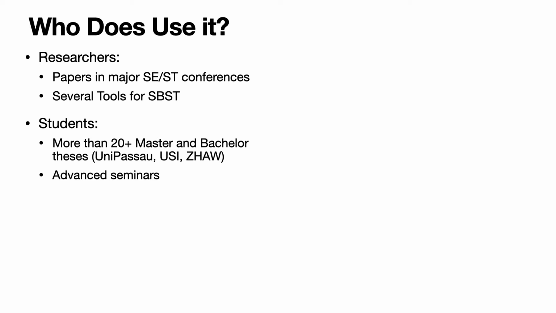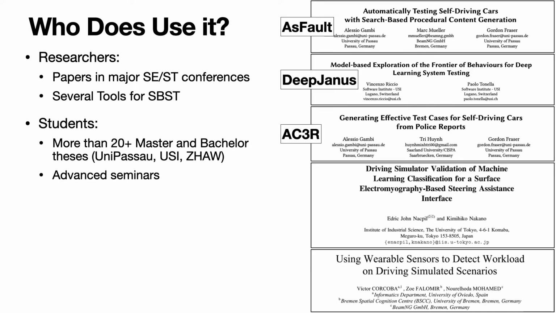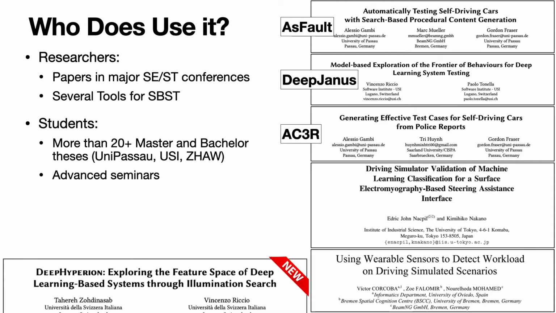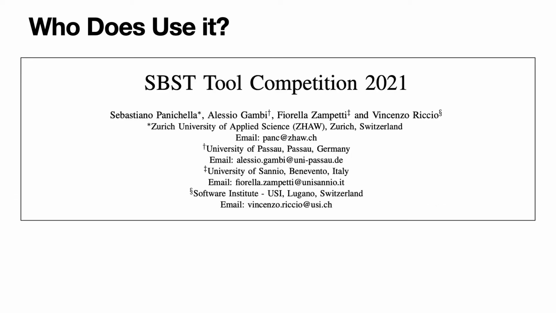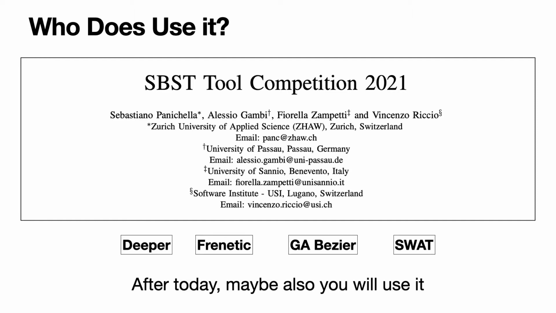To give you an understanding of why we are using BeamNG.Tech as a simulator for generating simulation-based tests for self-driving cars, let's look at who's using it. So far, there are a number of papers published in major software engineering and software testing conferences, including ESEC/FSE and ISSTA, and several tools that rely on this simulator for search-based testing. To name some, we have Asphalt, DeepJanus, and AC3R. And lately, we have another paper called Deep Hyperion, which again uses the simulator to generate tests. In addition to that, this year at the tool competition, here at the SBST workshop, several people submitted their different tools that are based on BeamNG.Tech, and maybe, who knows, after today you will use it as well.